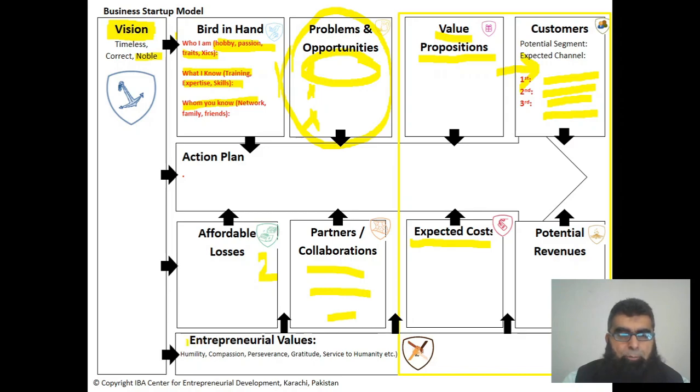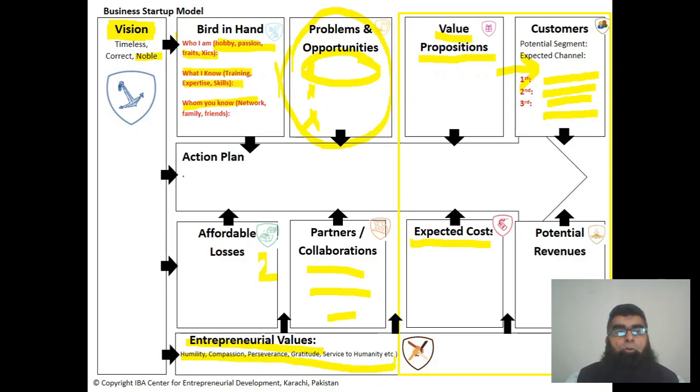At the bottom are the entrepreneurial values, which talk about the values with which I am going to live, sleep, eat, and breathe: humility, compassion, perseverance, gratitude, service to humanity. So this gives you a complete picture, and we recommend having multiple charts like this. A PDF will be provided to you, and you get it posted, and then you keep on reflecting.